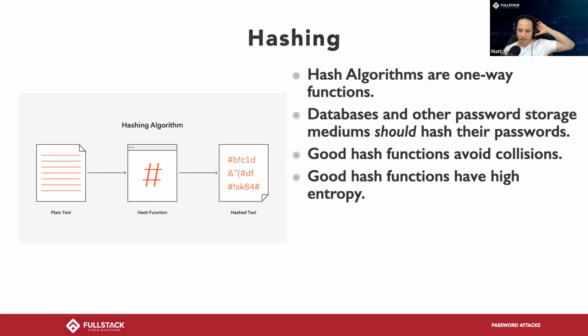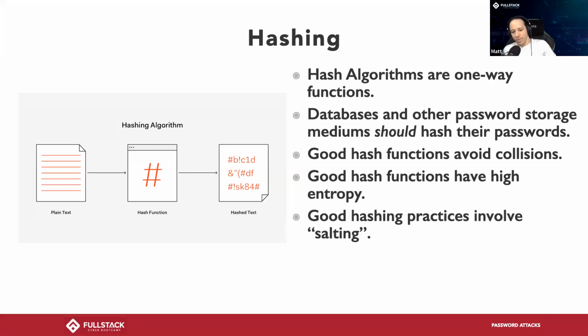Good hash functions have high entropy, which means a small change on the input side means big changes on the output side, right? Change one character in a file, and the hash will look completely different. No similarities. And the way they should store passwords in a database involves a practice called salting, where you add or append a string of characters to the front or the end or some part of the password before you hash it. We'll talk a little bit more about what salting looks like.